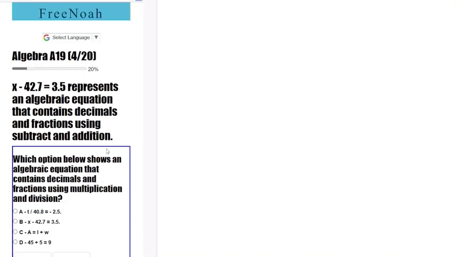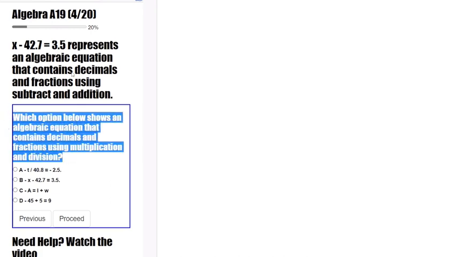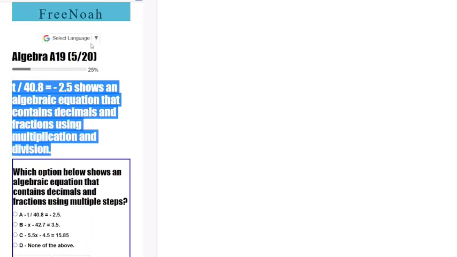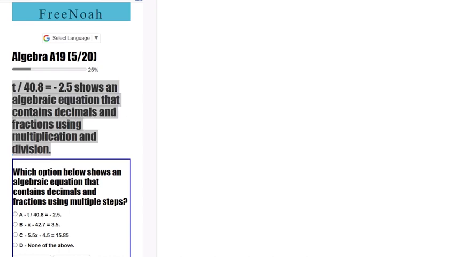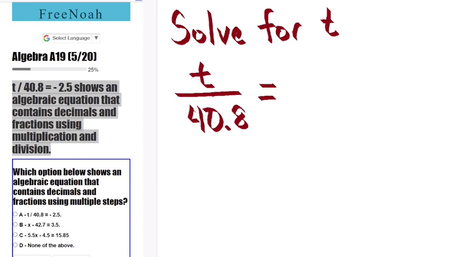This shows an algebraic equation that contains decimals and fractions using multiplication and division. T over 40 and 8/10 shows an algebraic equation that contains decimals and fractions using multiplication and division. So let's solve for t here. So we have t over 40 and 8/10 giving us a quotient of -2 and 5/10.